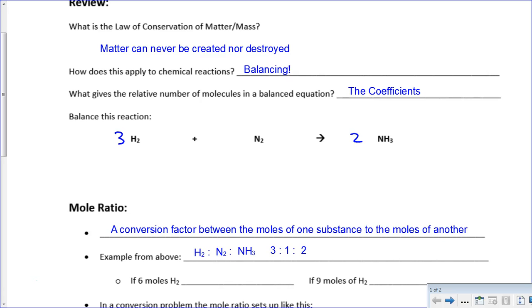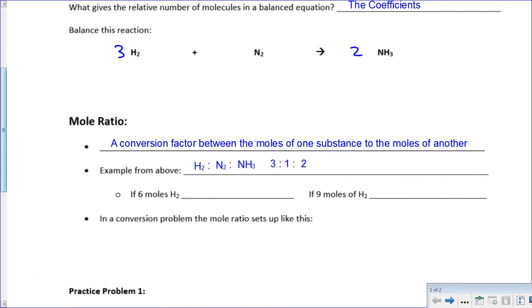If we combine this with our idea of the mole from the previous unit, if you had 3 moles of molecules of H2, then it would react with 1 mole of molecules of N2, and it would create 2 moles of molecules of NH3. And so what we see here is that the coefficients give us a ratio between the number of molecules that are involved in a chemical reaction and also the number of moles of molecules that are involved in the chemical reaction. So what we're going to do is use that mole ratio, in this case that 3:1:2 ratio, as a conversion factor between the moles of one substance to the moles of another substance.